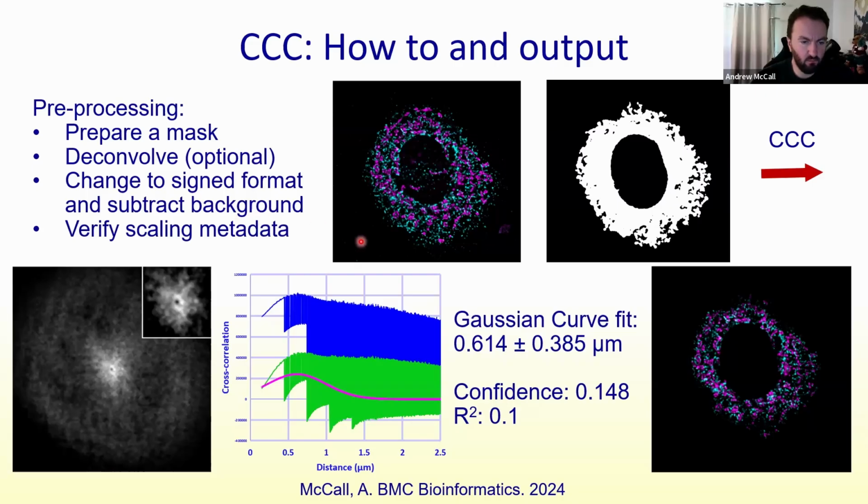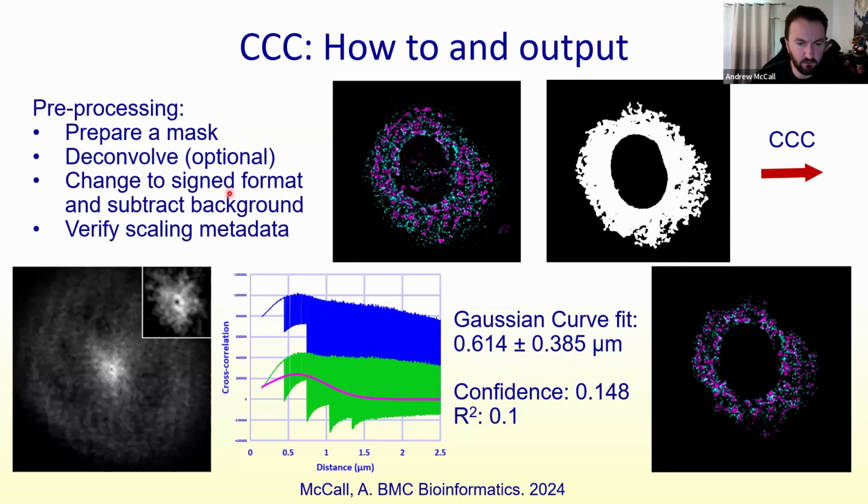Any background, even when it's mostly zero but you have a few positives, will contribute to a gap between your original cross-correlation and the subtracted cross-correlation, which affects something called the confidence, which we'll be discussing a little bit more later on. So you'll want to subtract the background, and we'll be doing that in the tutorial for one of the images. And then the last thing you do, and I do recommend doing this right before you put it into the plugin, is verify the scaling metadata. The image scaling has to be accurate in order to get this cross-correlogram distance to be accurate.